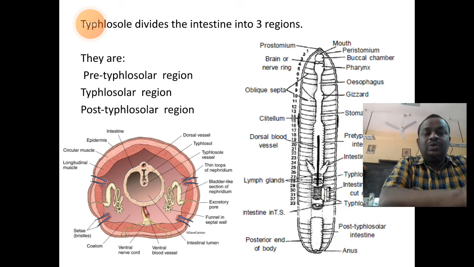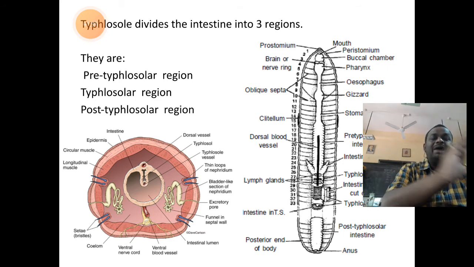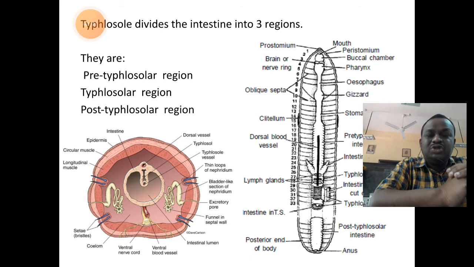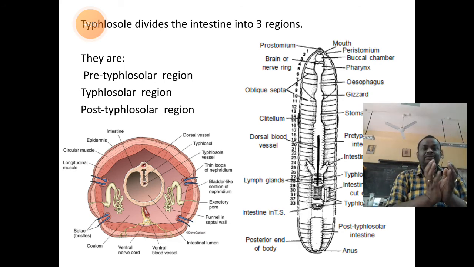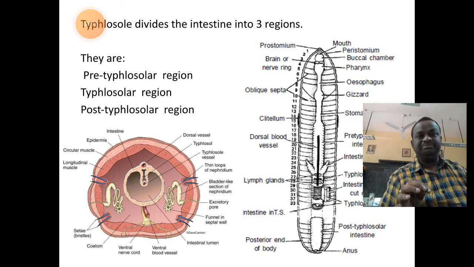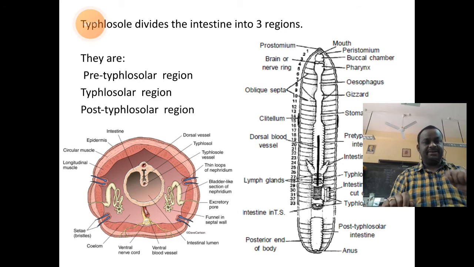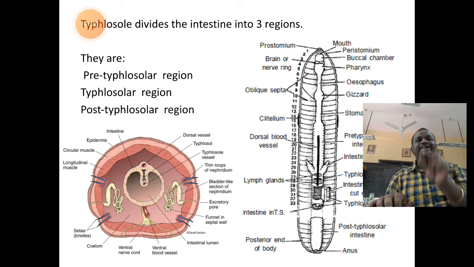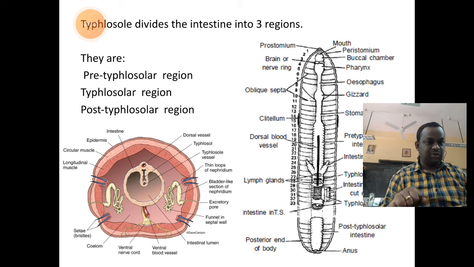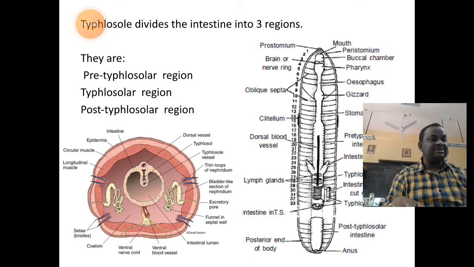So, typhlosole, you can imagine by looking at the diagram towards the left side down. The centralmost part is a cross section of the earthworm's body. The centralmost part, which is half-moon or horseshoe shaped, is the intestine. You can see one elongated part at the mid dorsal side, that is the typhlosole, which is provided with blood vessels and is involved in the absorption of nutrients.